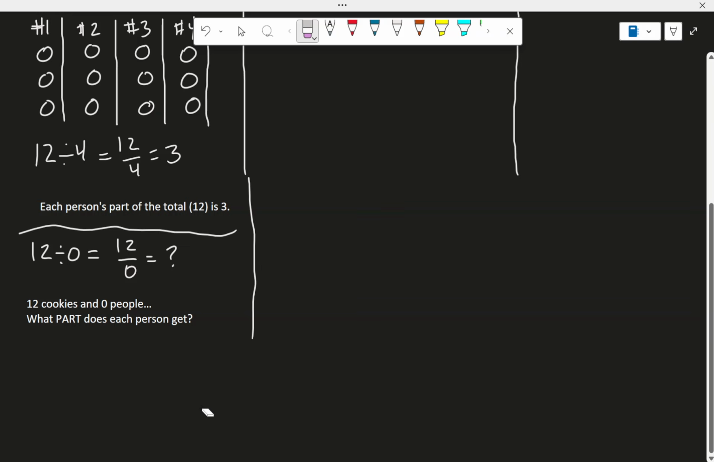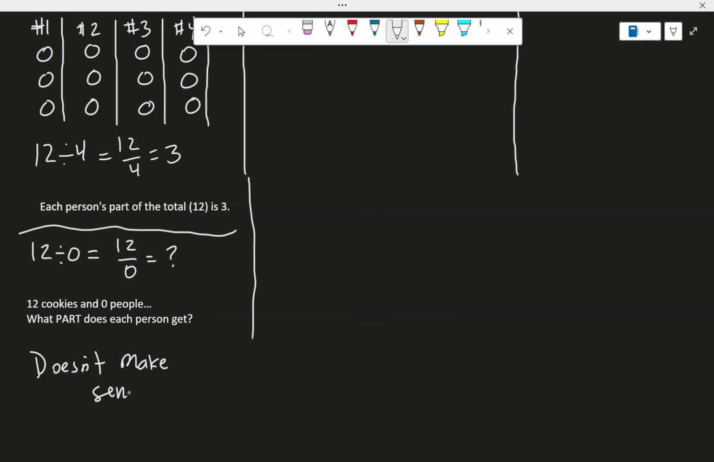Well, guess what? There are no people. There is no person to get 0. Now, if I actually had 4 people here, I could give them all 0 and just keep all the cookies for myself, but still, that means each person would get 0. Here, there's no people. I can't even dish it out. I can't even withhold cookies from people, and I can't even give cookies to people. This just doesn't make sense. Now, again, some people argue that this one could make sense, but the answer is not 0, okay?